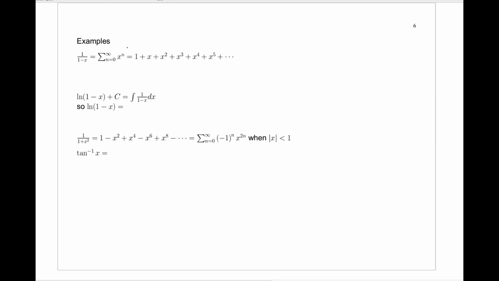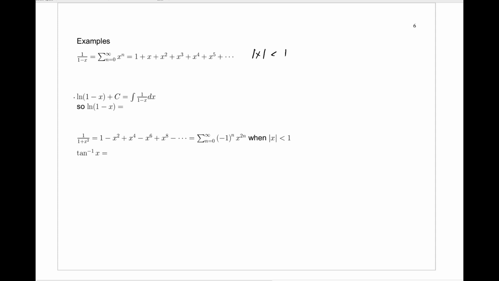Let's look at some more examples. Again, I've rewritten this formula for a basic power series, which you should come to understand really well. 1 over 1 minus x is given by this power series, again, when the absolute value of x is less than 1. So let's look at log of 1 minus x plus c. That's the integral of 1 over 1 minus x dx.